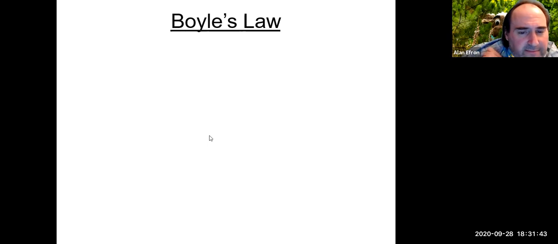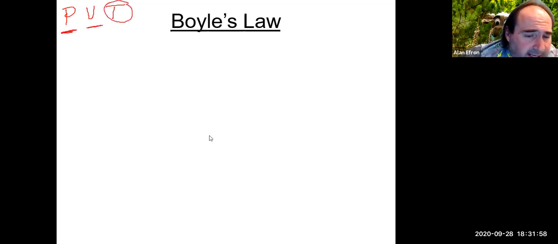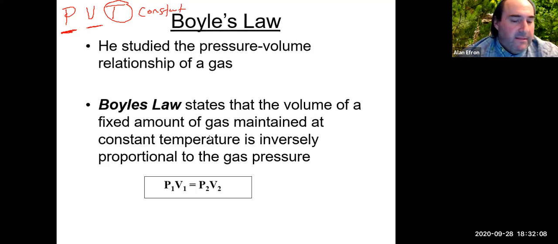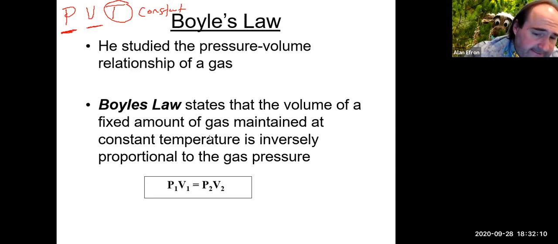So we're going to talk now about some different gas laws. And as I mentioned before, a lot of the relationships we're going to look at involve pressure, volume, and temperature. So the first relationship we're going to look at involves pressure and volume. We're going to keep temperature constant. And this is what is known as Boyle's law. And Boyle's law basically states that the volume of a fixed gas maintained at constant temperature is inversely proportional to the gas pressure.